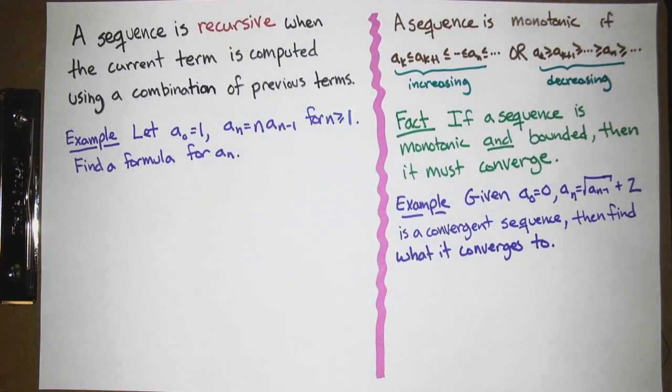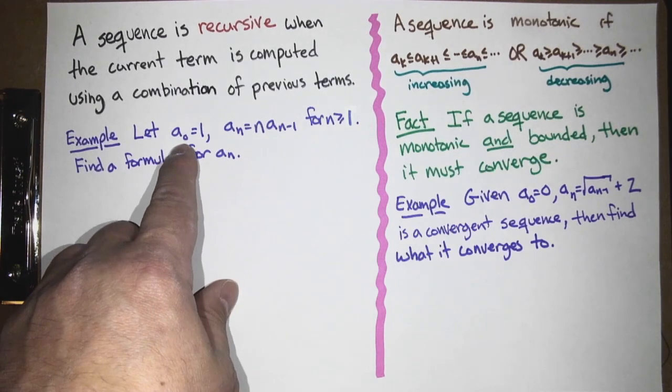So, we say a sequence is recursive when the current term we're trying to figure out is computed using previous terms. In other words, I'm looking back and saying, hey, what did I compute just before? Let me take that, modify it a little bit, and here's the current one. So when I think about the formula that generates the nth term, I see previous terms. Maybe just the one previous, maybe a couple previous terms. So here's a quick example.